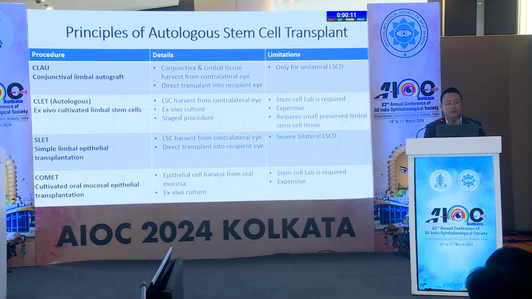Next is CLAU. CLAU can be autologous. This is ex vivo cultivated limbal stem cells, where you harvest from the contralateral eye, and that ex vivo culture is a staged procedure. The limitation is that a stem cell lab is required, current good manufacturing practice is required here, and it requires a small preserved limbal stem cell tissue. Next is SLET, may be considered for bilateral limbal stem cell deficiency, where the limitation is there.